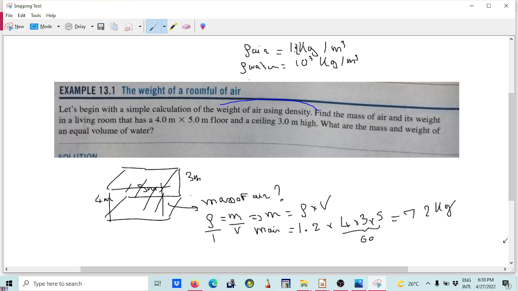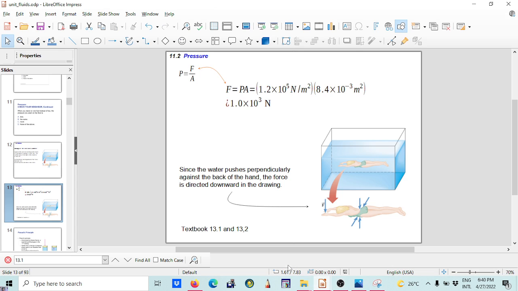So if you have this home in a hurricane in Florida and everything is flooded, the mass of this water is going to be, the density now is 10 to the third, times 60. That's going to be 60,000 kilograms.